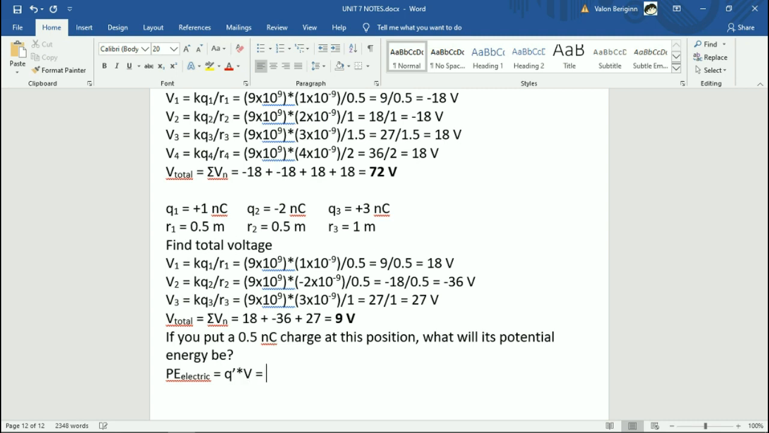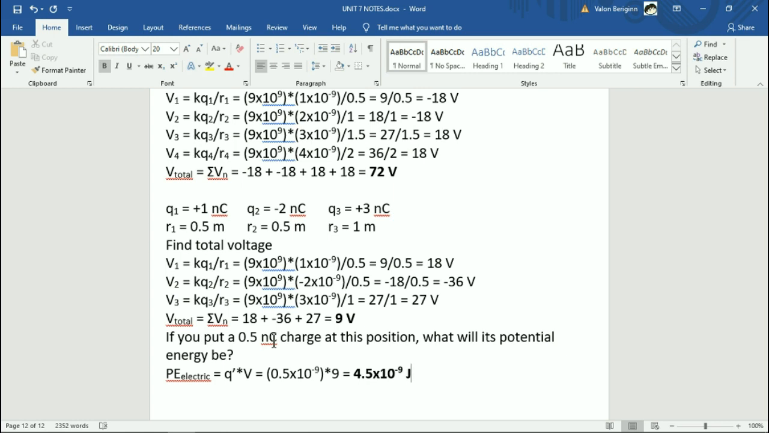the key is you're taking this new charge, the 0.5 times 10 to the negative 9, and you're multiplying it by the voltage you just got, which was 9. So this ends up being, well, fairly simple to calculate. It's 4.5 times 10 to the negative 9 joules. So yeah, pretty simple in that form there.